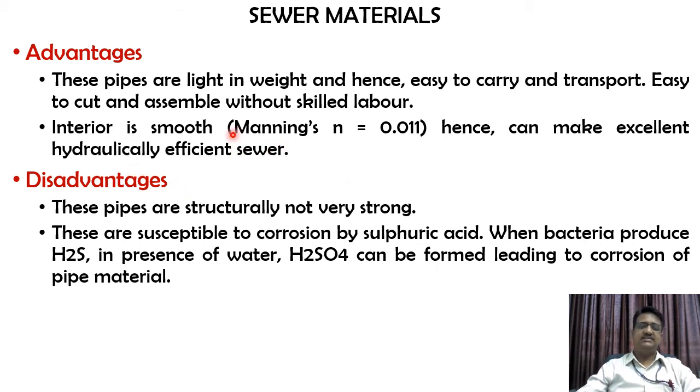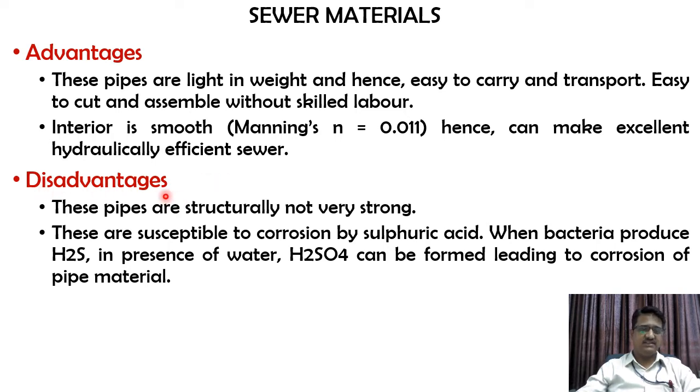So what it indicates is, since the interior of that particular pipeline is quite smooth, here we have this Manning's coefficient N as 0.011, which is quite less when you compare it with the other materials. So here the resistance to the flow will be very less, and in turn the hydraulic efficiency of these sewers will be quite high. So it basically indicates that your head loss is going to be very minimum.